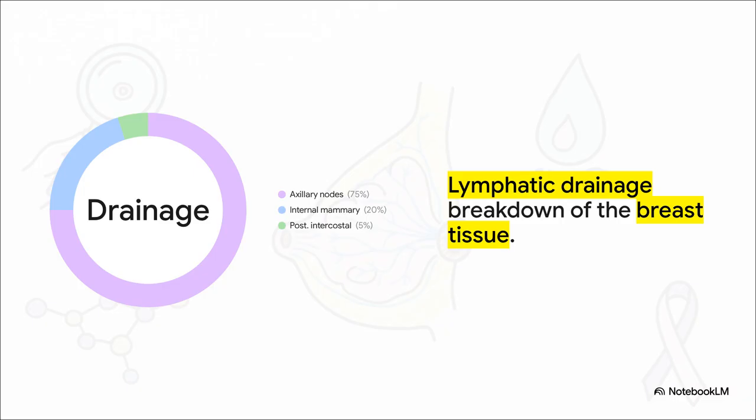Guys, this 75% majority is a massive clinical red flag. Because if a disease, like cancer, enters the lymphatic system, we know exactly where it's most likely to travel first.